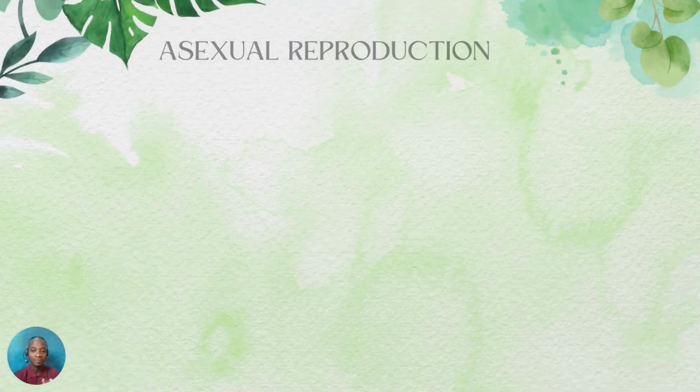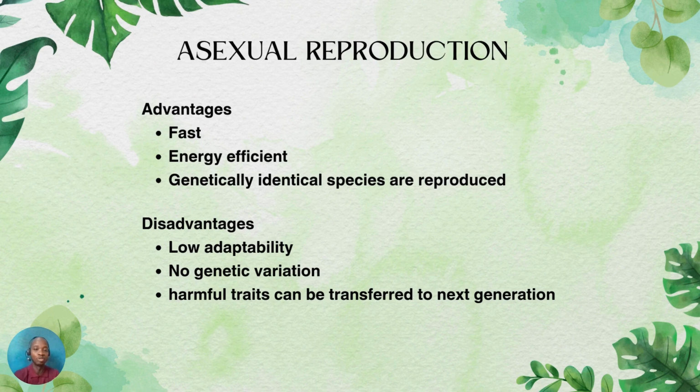Well, having gone this far, we are now going to look into the advantages and disadvantages of sexual and asexual reproduction. So the advantages of asexual reproduction include that it is fast. It is fast. Okay, and it is energy efficient. It does not require a mate. You don't need to run about doing any special thing. Just split and then continue life. Then genetically identical species are reproduced, so it is good for cloning.